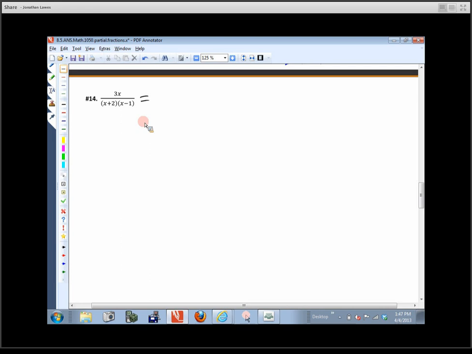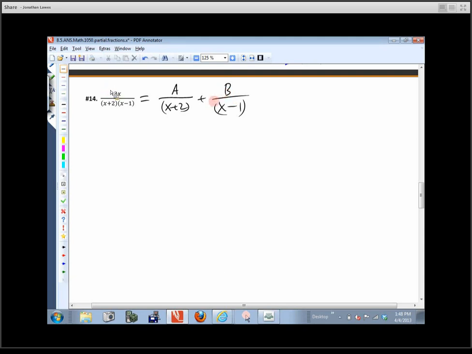One part for each one of the factors in the denominator and its repeats. So one part for the x plus 2, one part for the x minus 1. The degree of the factor in the denominator is 1, so this is going to be degree 0, so that's just going to be an A, and this is just going to be a B.